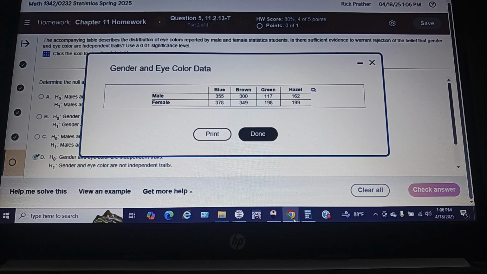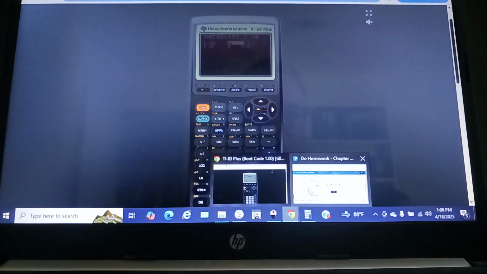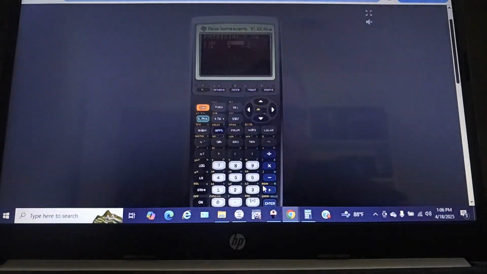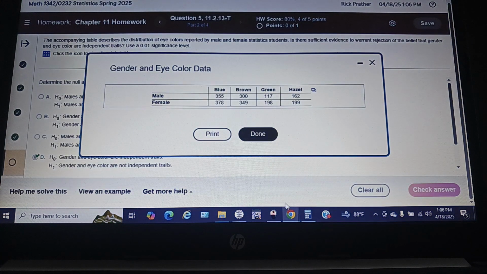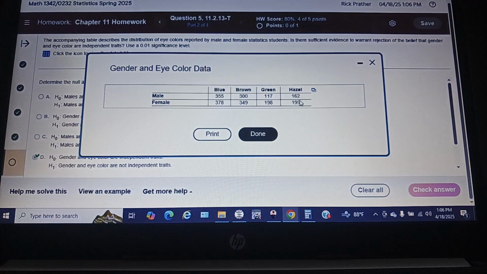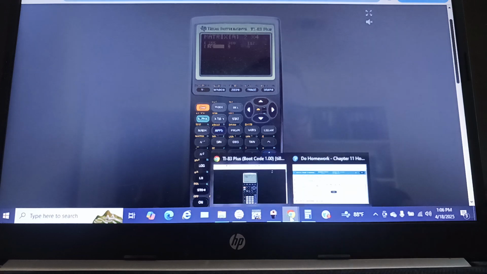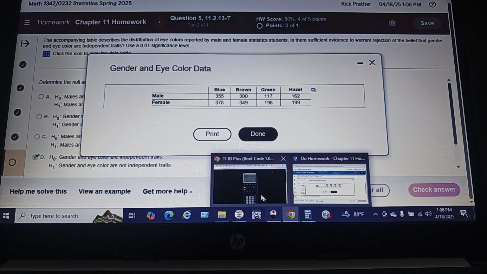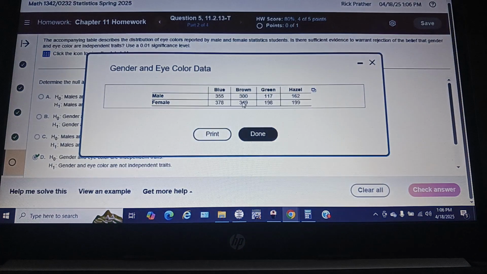So first you type the 355. Then it moves to the next number when you press enter. 300. Then 117. 162. Once I hit 162, watch when I press enter, watch the cursor. It's going to wrap around to the start of row 2. Boom, right there. Now I'm at the bottom left at row 2. So that's 378. 349.